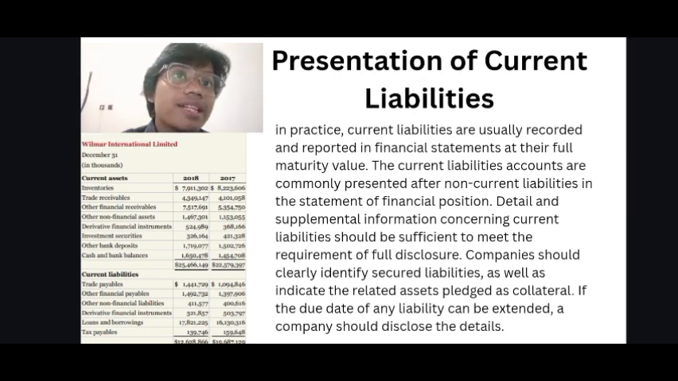Detailed and supplemental information concerning current liabilities should be sufficient to meet the requirement of full disclosure. For example, like Wilmar International Limited that we have here, companies should clearly identify secured liabilities as well as indicate the related assets pledged as collateral. If the due date of any liability can be extended, a company should disclose the detail.